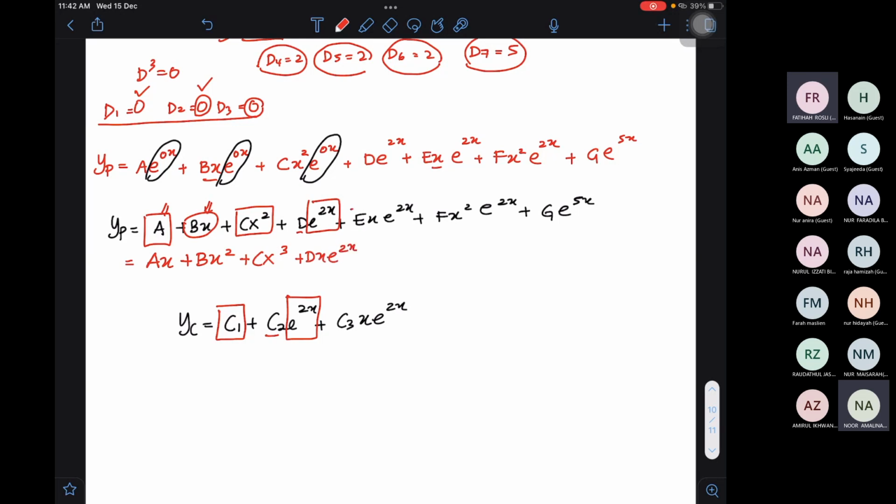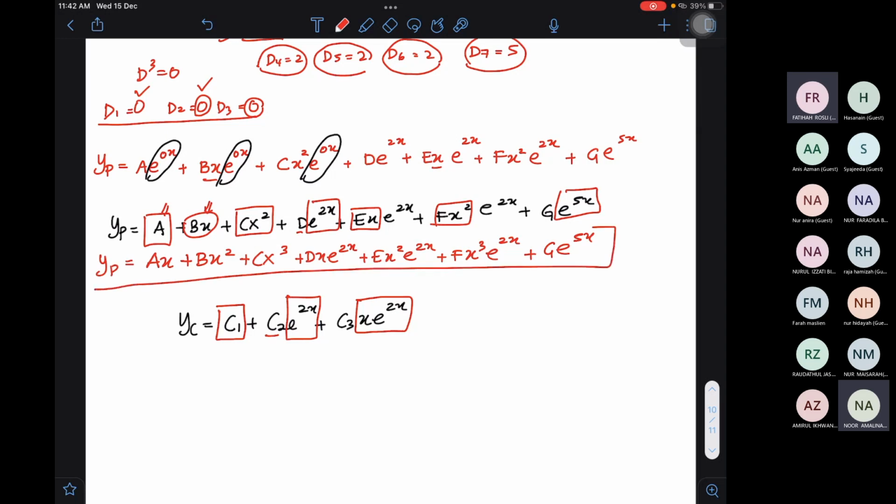Dah ada dx sama pula dengan yang ini. So yang ini kita tambahkan power dia: ex square eksponen 2x. Sama pula dengan yang ini, tambahkan power dia: fx cube eksponen 2x. Okay, selesai. And then yang ketiga, x eksponen 2x tak ada yang sama. Yang ini eksponen 5x, so tak perlu modification, just salin balik.